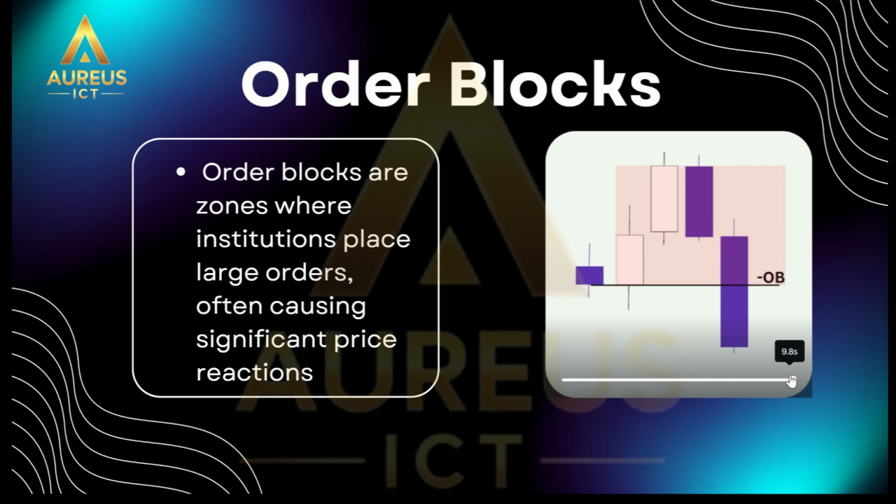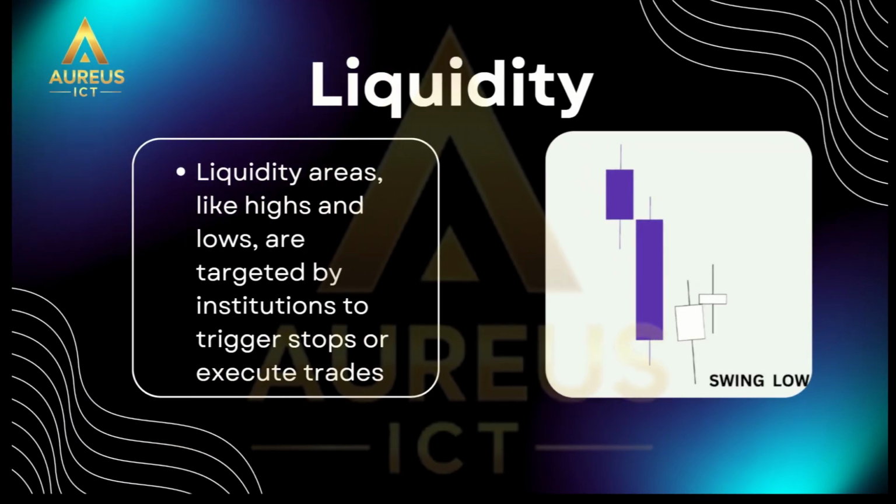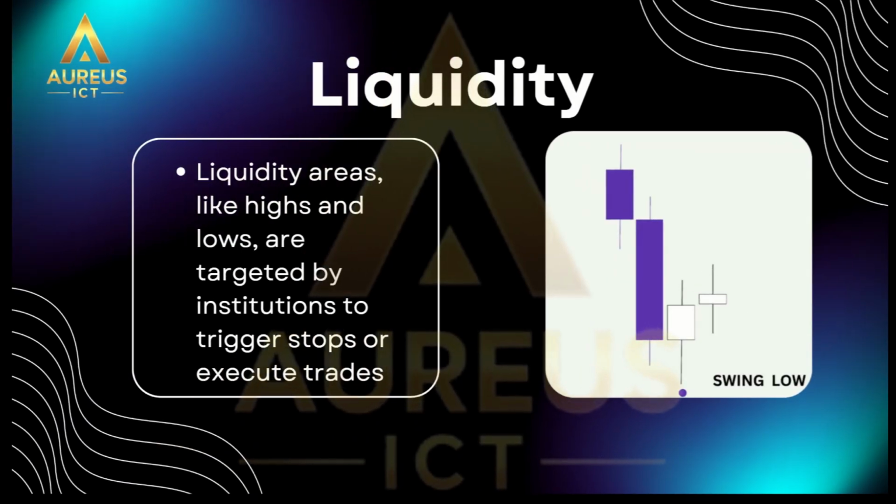But let's move on to the next item, which is liquidity or liquidity pools. Liquidity areas or liquidity pools are highs and lows, and they are usually targeted by institutions to trigger stops or to execute trades. That's where they'll place their trades, or that's where they're trying to trigger your stops.